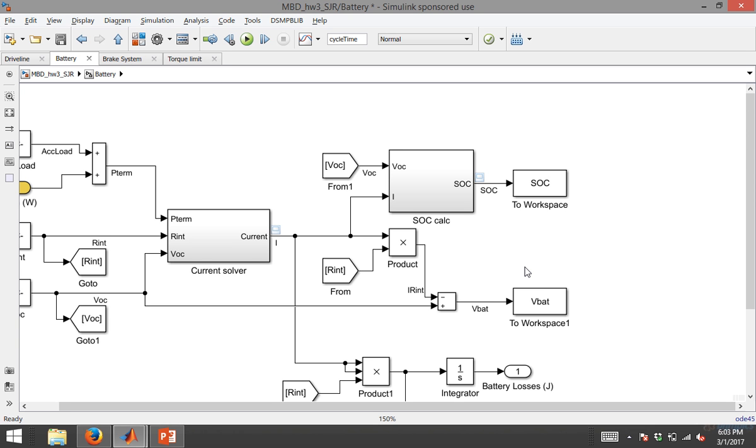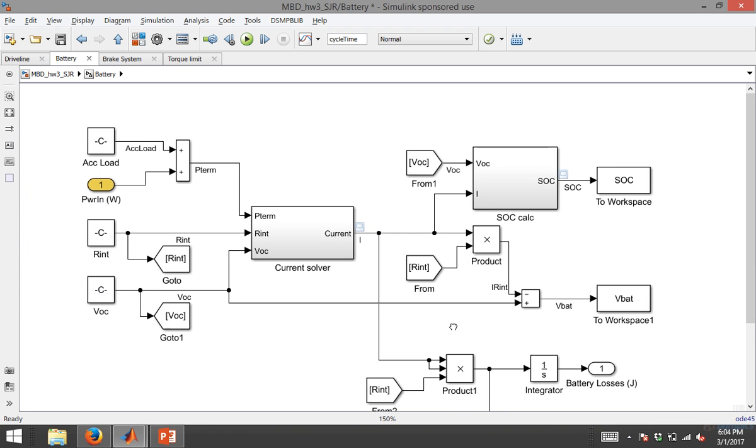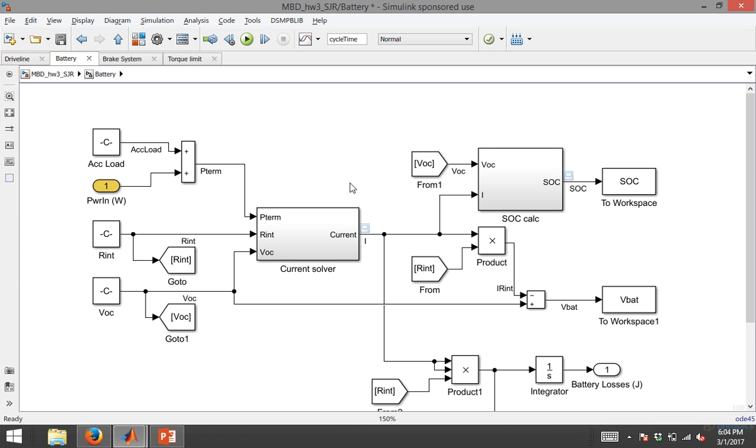And then if you look at total energy in and out of the pack, I don't have it here. I think I'd break it out somewhere else.